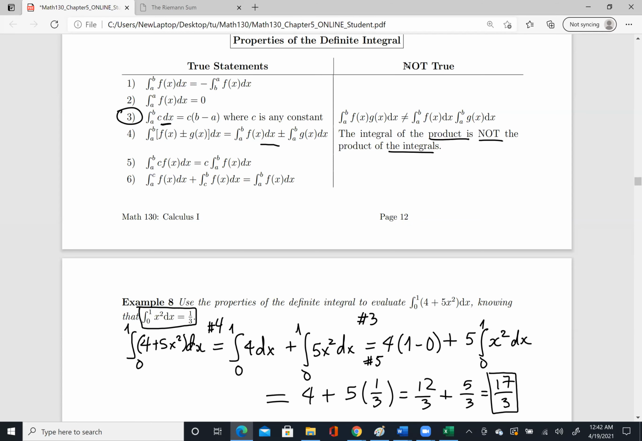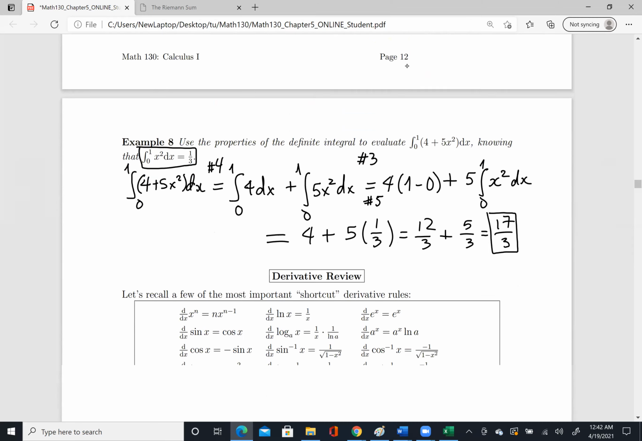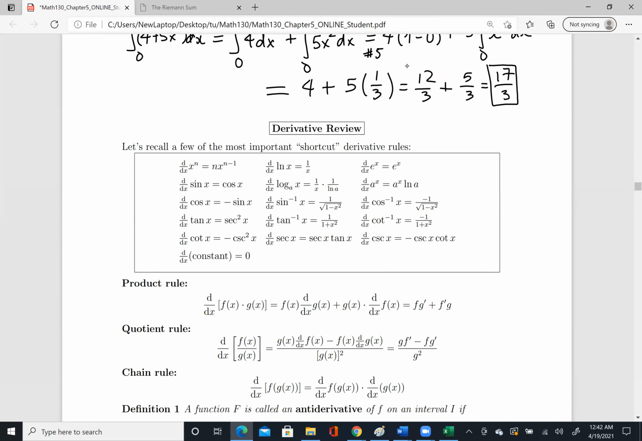All right, so now I am moving to derivative review. Recall a few of the most important shortcut derivative rules that we have learned in the derivative chapter. So we have the derivative of x^n equal to n times x^(n-1), right? This is the power rule.